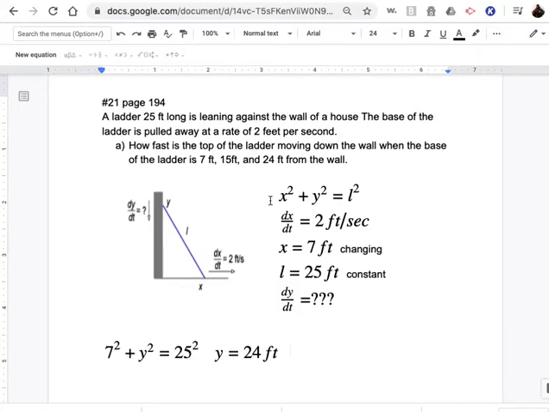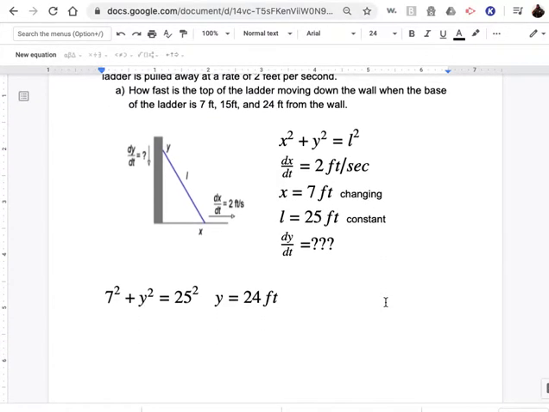We're going to focus on the first one, 7 feet. X equals 7 feet, and it's important to note that that's a changing dimension because as this ladder moves, x gets bigger. L, the hypotenuse, is 25 feet, and that's a constant. And they're asking us to find dy dt. How fast is the ladder sliding down the wall?